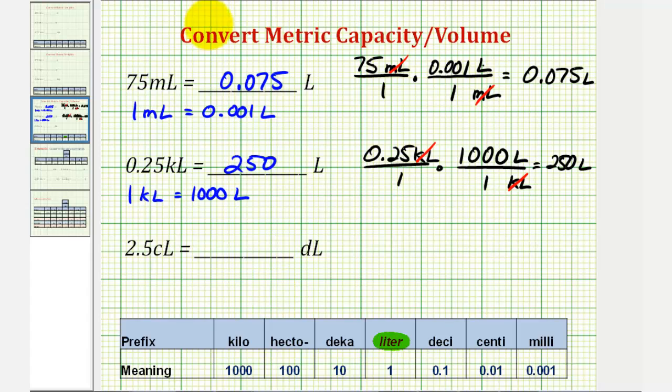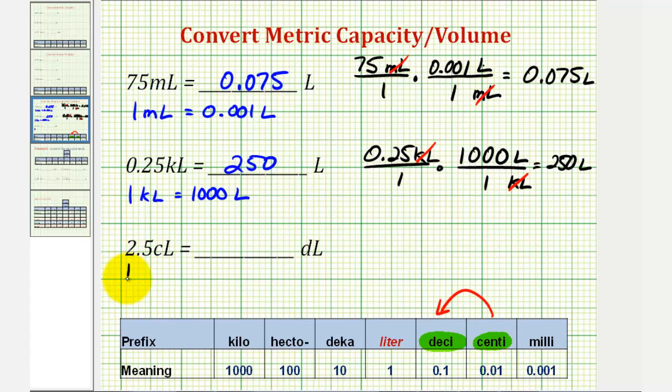Now for this last example, notice how liters is not part of the conversion. We want to write 2.5 centiliters as deciliters. Again, we want to convert centiliters to deciliters. Notice how we're going from smaller units to larger units, so the value should be smaller in deciliters. Also recognize that 1 centiliter is equal to 1/100th of a liter, and 1 deciliter is equal to 1/10th of a liter.